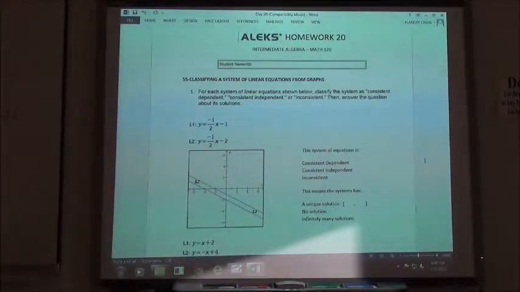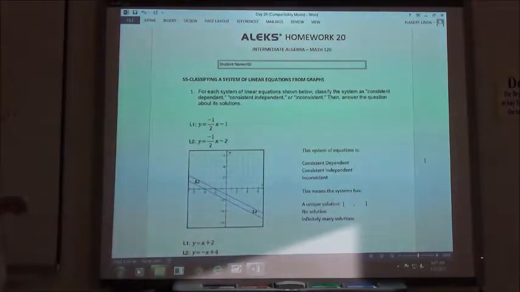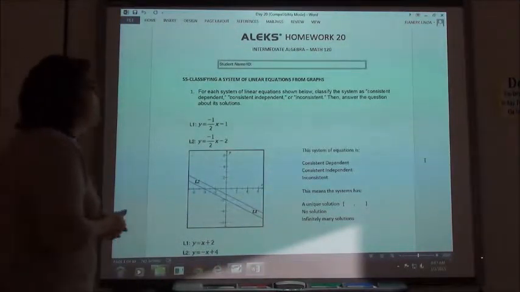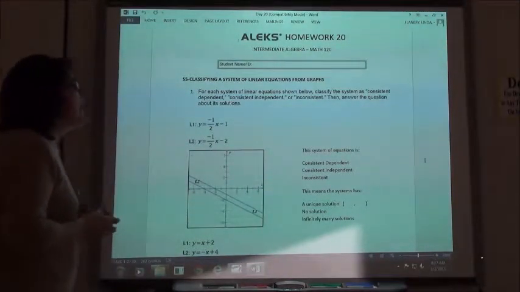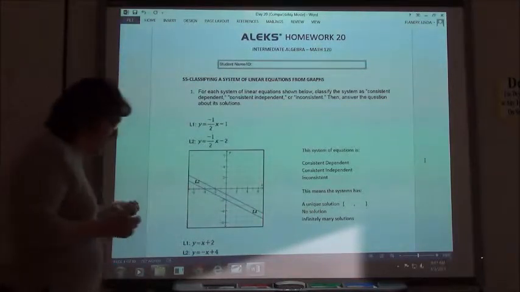So homework day 20, starting chapter 3, wants you to classify a system of linear equations from graphs. A system of equations just means you have more than one equation. We're going to just work with two equations. It says for each system of linear equations shown below, classify the system as consistent dependent, consistent independent, or inconsistent, then answer the question about its solutions.